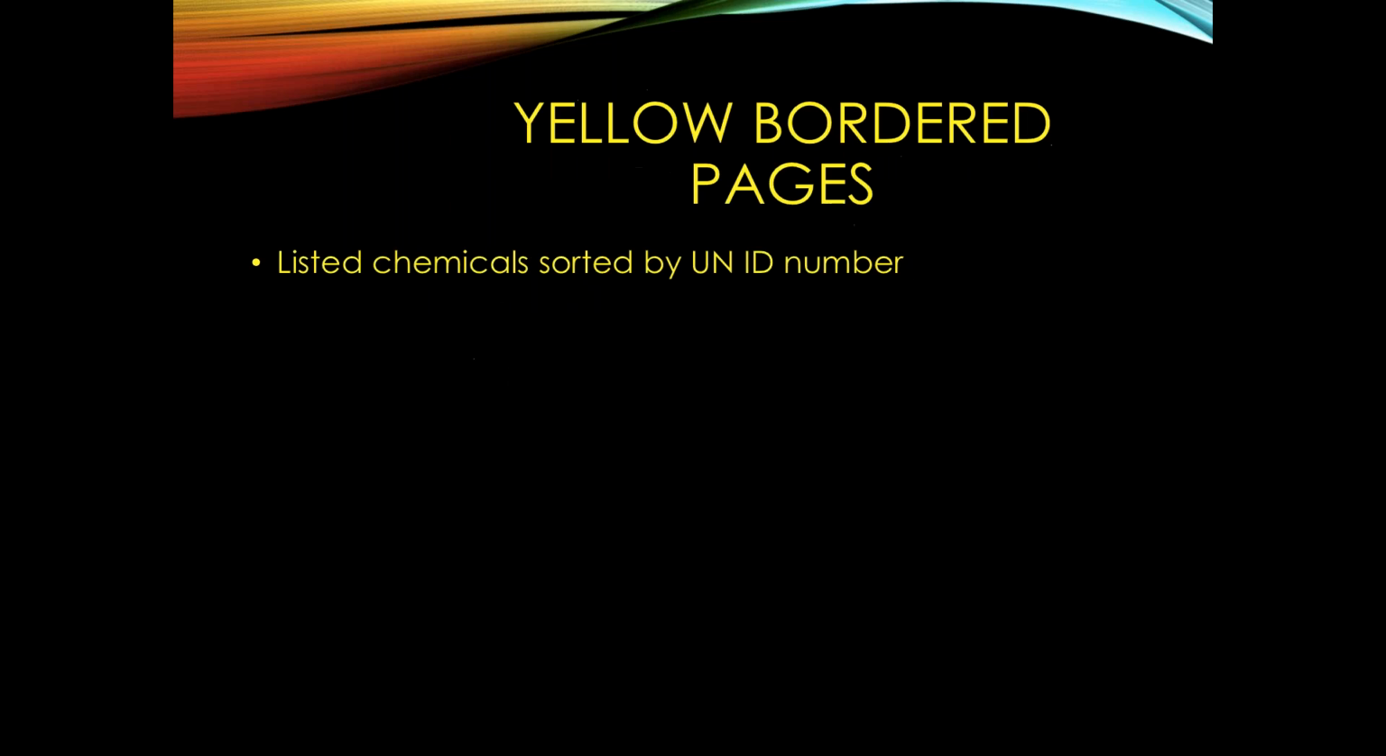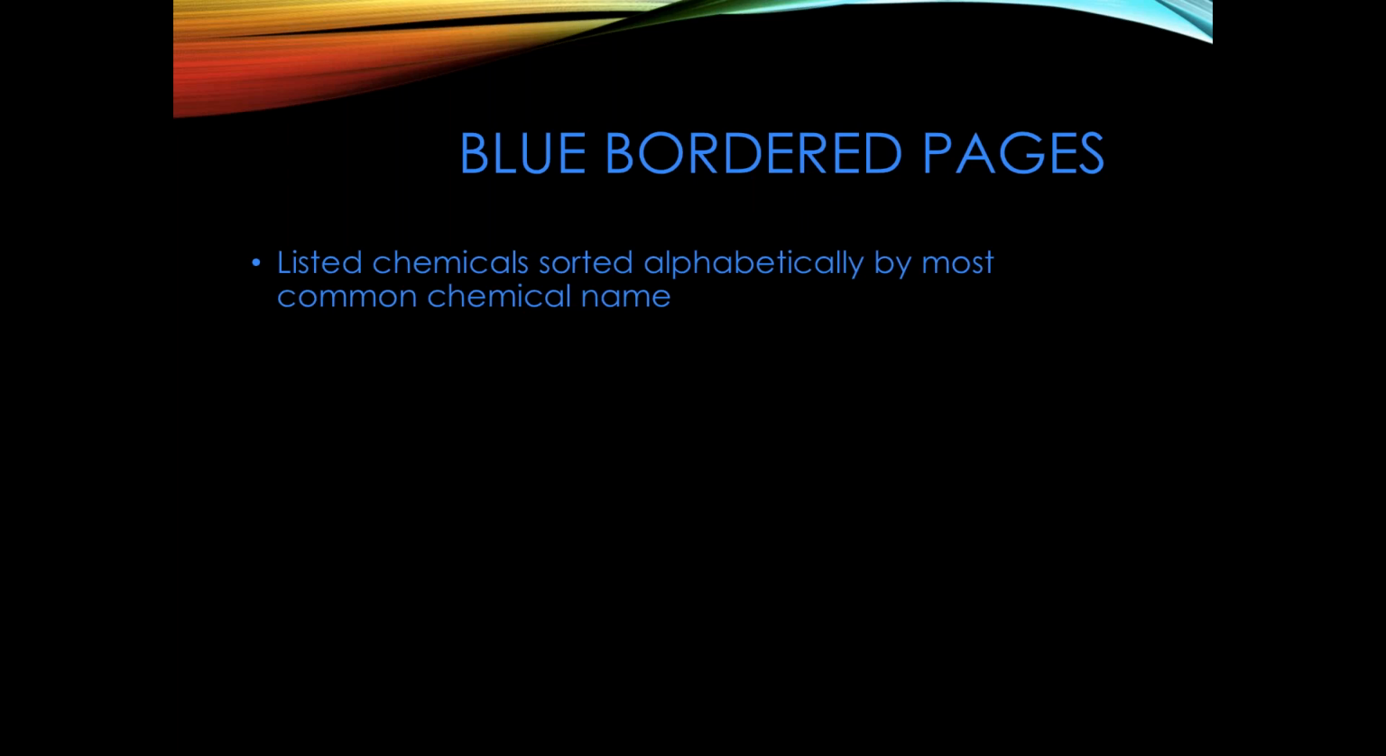All right, so the yellow bordered pages list chemicals by UN ID number. UN is United Nations. So the ID number is listed in the yellow section in numerical order. The blue bordered pages list chemicals in alphabetical order by the most common chemical name. The orange pages are for safety information.